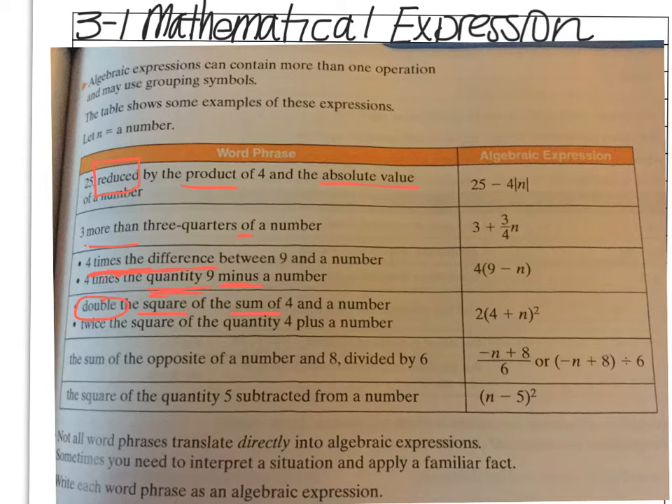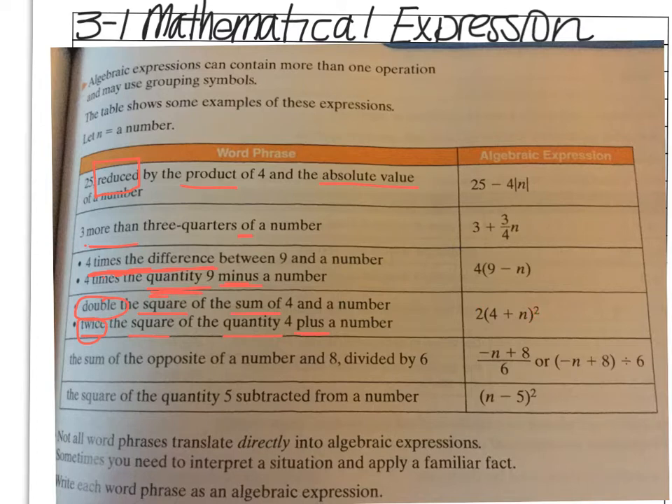That's what it's saying. You can also see it as twice the square of the quantity 4 plus a number. So plus means to add, so that's why we have 4 plus a number. And it's square the quantity, so square the whole thing, twice it, times 2.